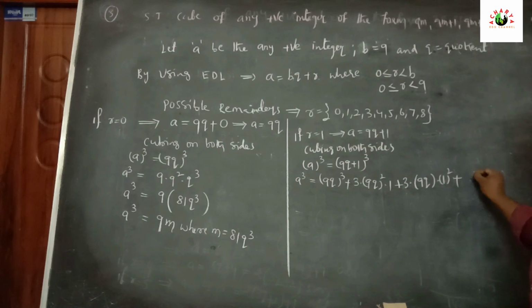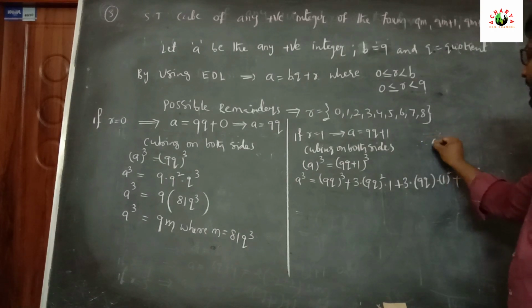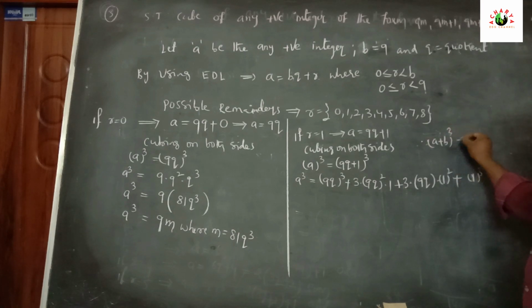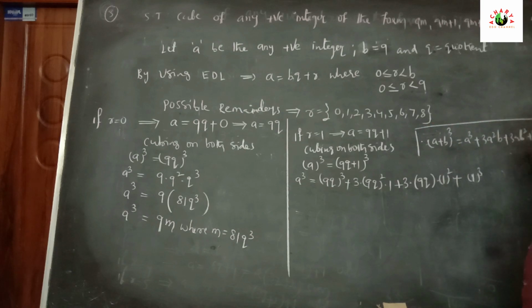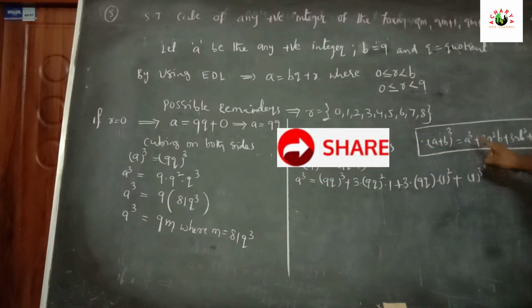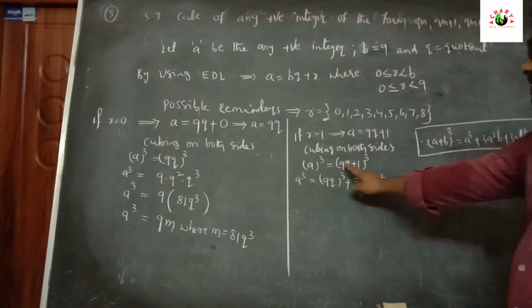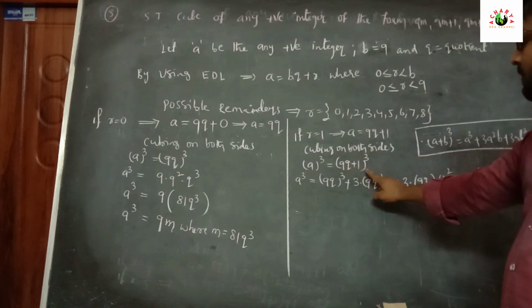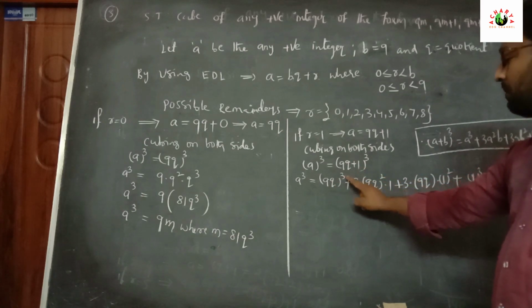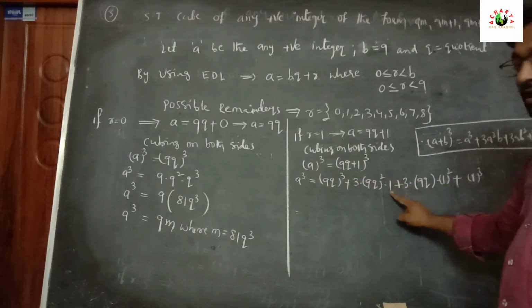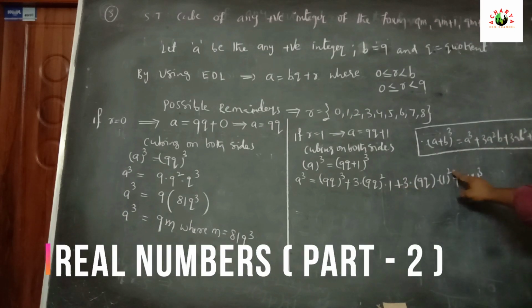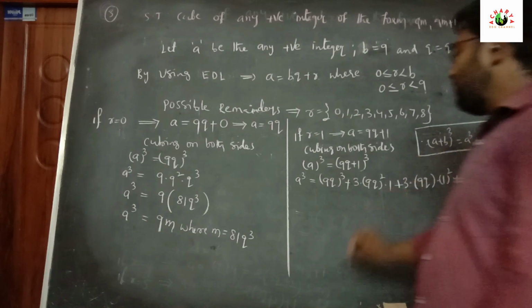Here write a plus b whole cube is equal to a cube plus 3a square b plus 3ab square plus b cube. This is very important. So here a is equal to 9q and b is equal to 1. Here a cube plus 3a square b plus 3ab square plus b cube. Now let us see 9q cube.